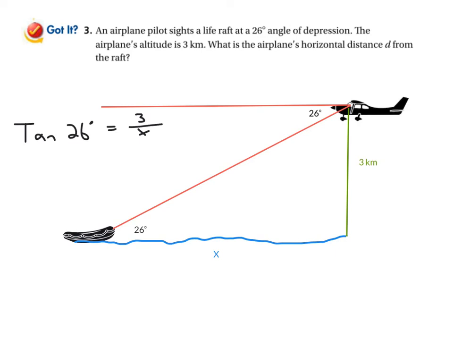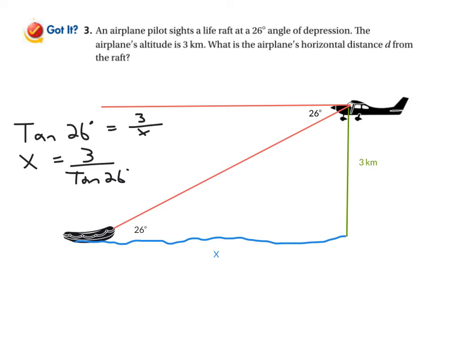Okay? And remember what we said for isolating x. Our trick is if x is on the bottom, we'll end up switching these two. You multiply both sides by x, so it says x times tangent of 26 equals 3, and then divide both sides by tangent of 26. These will switch. Okay? So then what you get is x is equal to 3 divided by the tangent of 26 degrees.